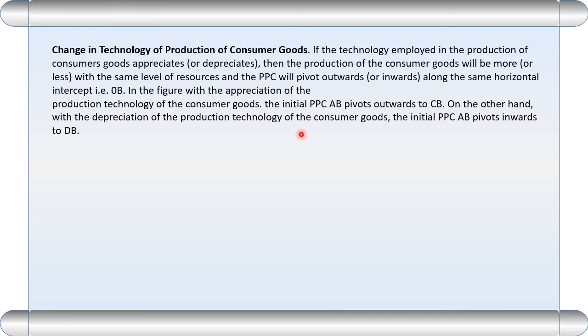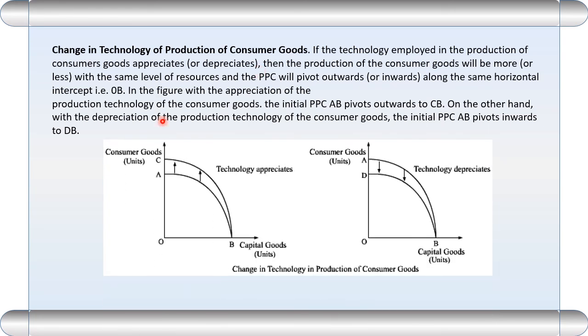Suppose there is a change in the consumer goods. On the y-axis represent the production of consumer goods. Suppose there is advancement in the technology of the consumer goods, then there will be an increase in the consumer goods only, not the capital goods. The shape will be like this one. Upward movement.